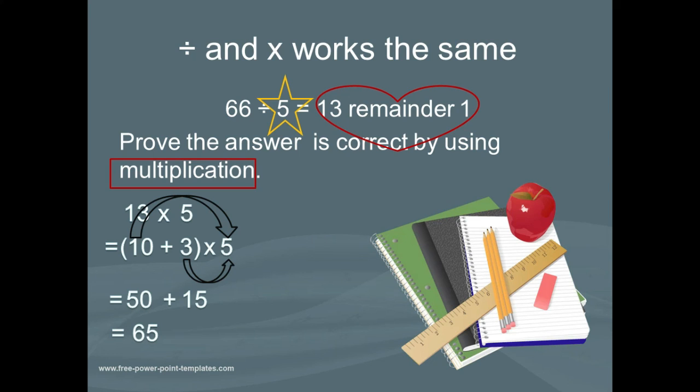But I still have my remainder left. So you're going to take your remainder down and you're going to add it to my 65, and then my answer will be 66. So is that the same? Yes, it is the same. So now I know my answer is complete and I'm done with the question.